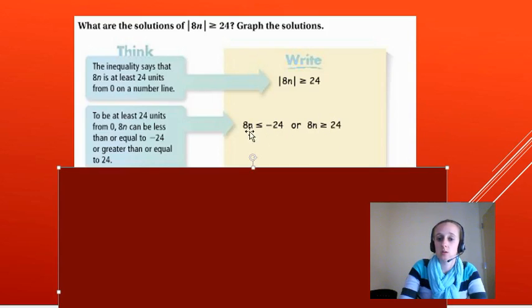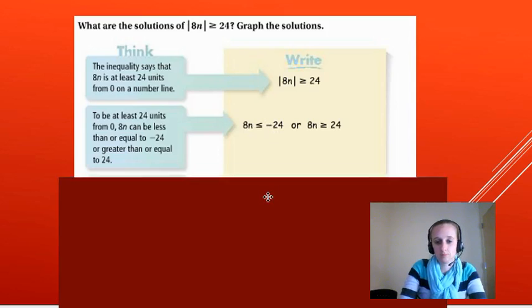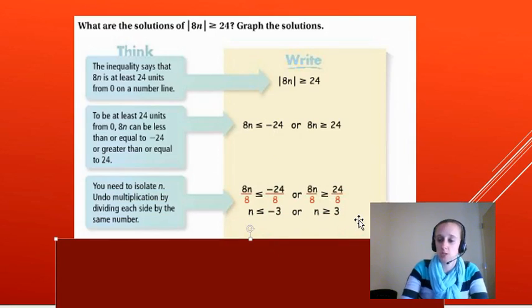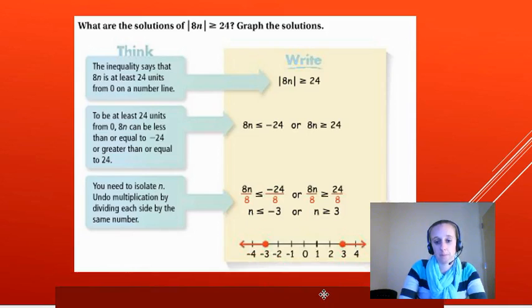So you're going to keep, flip, change. You then need to isolate your variable just like you would when you solve any other equation. So divide everything by 8. So you have n is less than or equal to -3, or n is greater than or equal to 3. In this case it's an or. They go in opposite directions. You graph both.